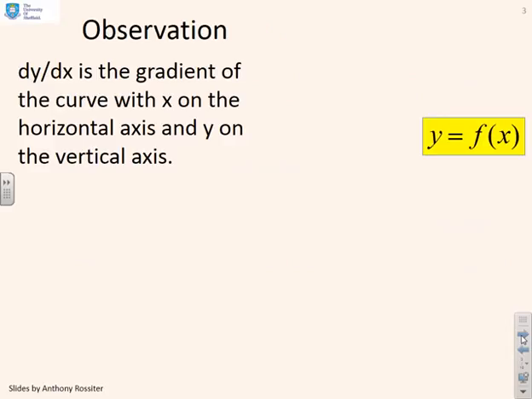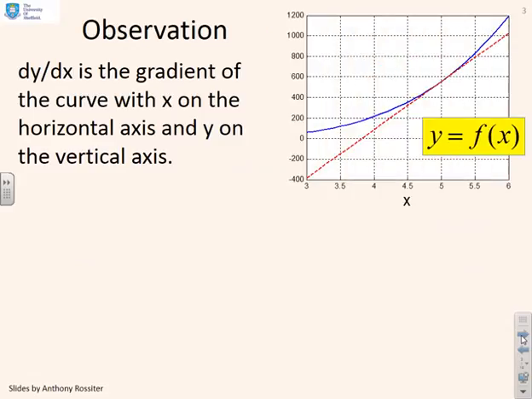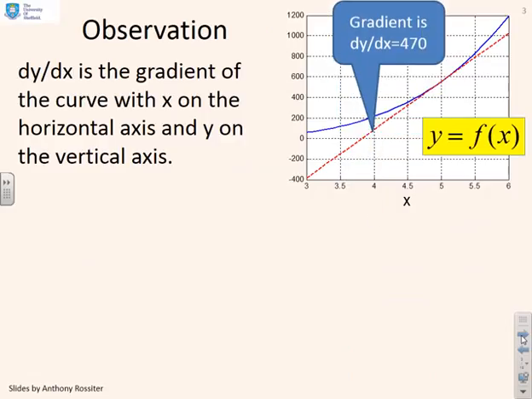So we're going to use an observation. dy/dx is the gradient of the curve with x on the horizontal axis and y on the vertical axis. Here's an example. You can see the blue curve, y equals f of x, and you can work out the gradient at a specific point. Here you can see the gradient is 470.